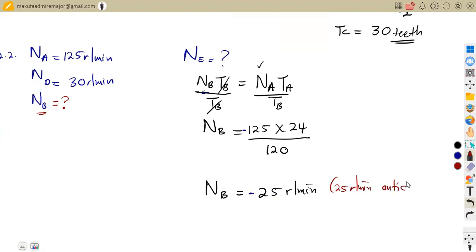Remember, a negative is anti-clockwise. So that is going to happen. We are going to have a negative in this case. That means 25 revs per minute. This is the speed on B.